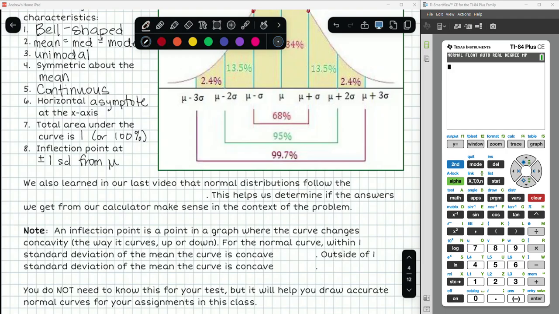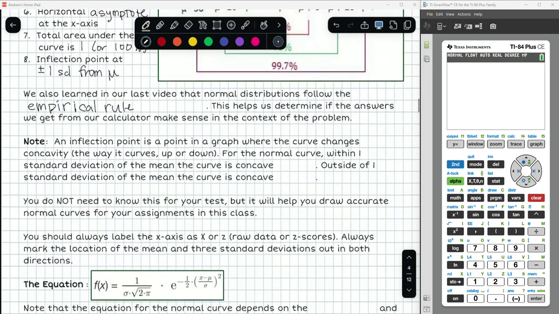A couple of last things. First, in our last video, we know that this normal distribution follows the empirical rule, and you can see it marked out in the picture that I've provided. And that helps us determine answers we get from our calculator, make sure that they make sense.